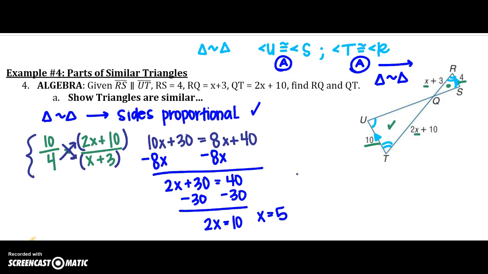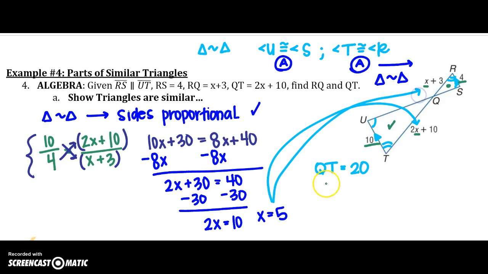So again, I need to find my big side QT, so I need to plug it in over here. So 5 times 2 is 10 plus 10 is 20, and then I'm going to plug it in over here. QR equals 5 plus 3 is 8. So I can check myself if I do that because I know sides are proportional. I know that 20 over 8 must equal what I started with, 10 over 4. If I reduce those down, they are proportional, so that does work out. All right, go ahead and stop your video to try your next checkpoint.